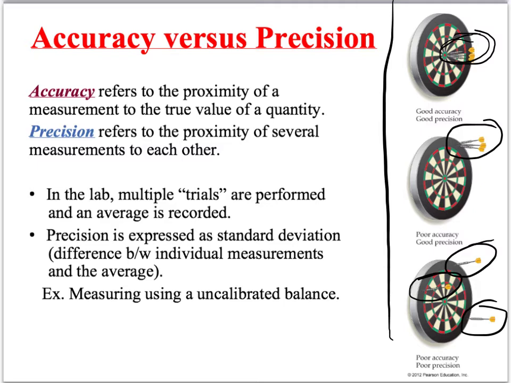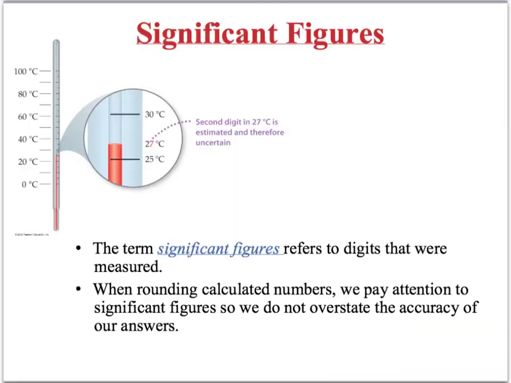Imagine if you weighed yourself on an uncalibrated scale. You may weigh yourself and it tells you that you're 20 pounds less than you thought. You get off, you weigh again. You get off, you weigh again. Every time you're still 20 pounds less than you thought. So no matter how many times you weigh yourself, you get the same value, but it's still an inaccurate value. So the scale is precise, but it's not accurate.